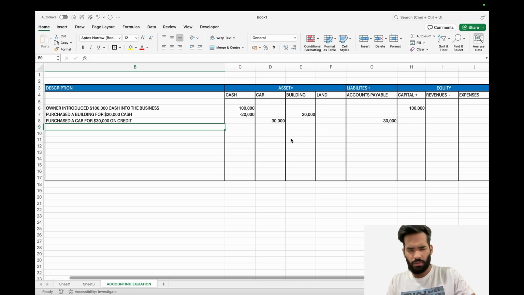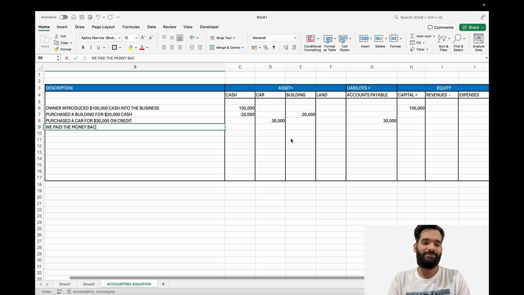Again, if there's any problem, it will automatically get cleared out. This is a normal process of learning accounting. Let's do the next transaction. Let's say we paid the money back now for the car previously purchased.